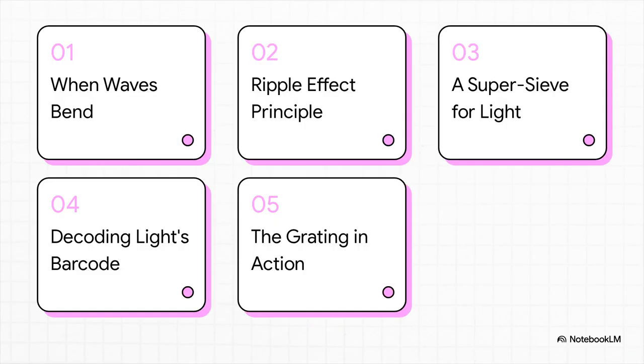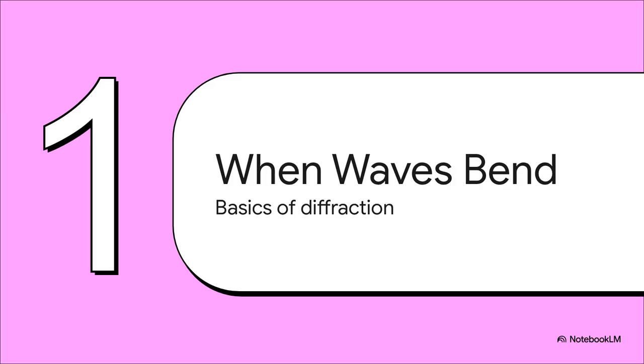So, here's the game plan. First, we'll talk about what it even means for a wave to bend. Then we'll get into the why with something called the ripple effect principle. After that, we'll meet our hero tool, a kind of super sieve for light. Then, the fun part, decoding light's secret barcode. And finally, we'll put it all into practice. Let's get started. Okay, section 1.